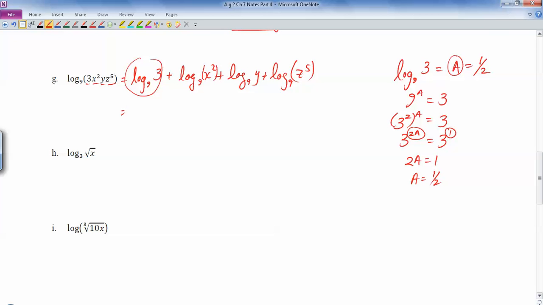So this thing is 1/2 plus, and then I can bring that power down, 2 log base 9 of x plus log base 9 of y plus 5, because I'm bringing that 5 down, log base 9 of z.